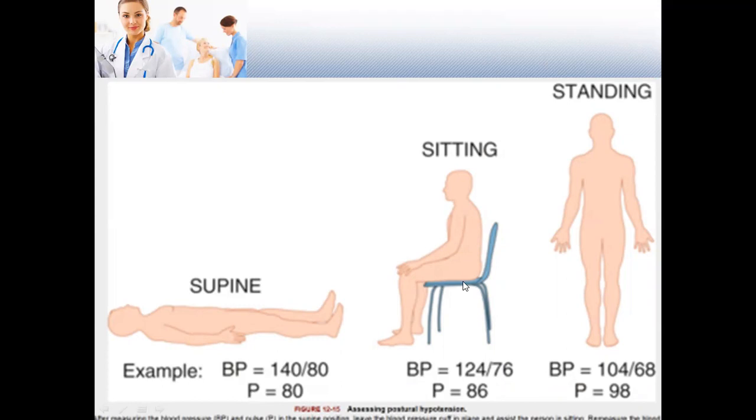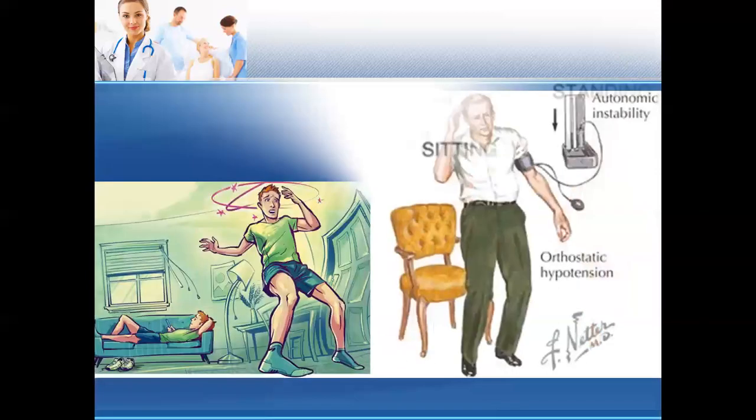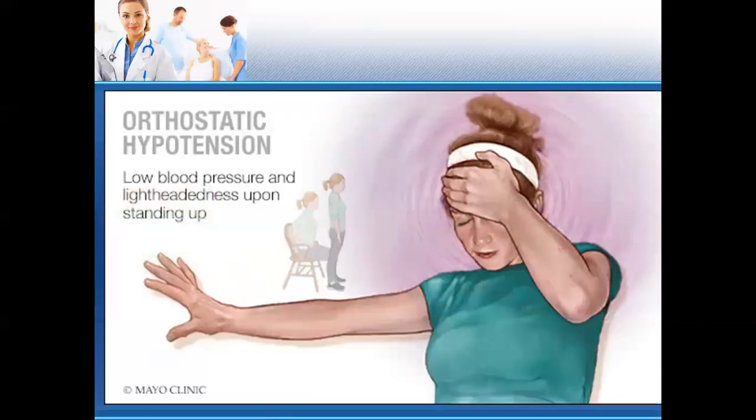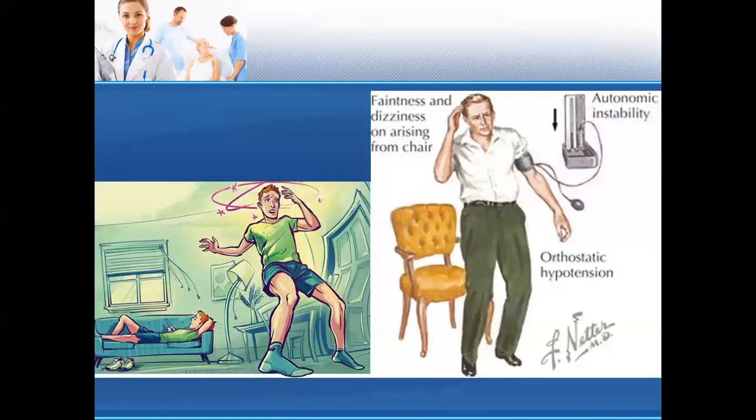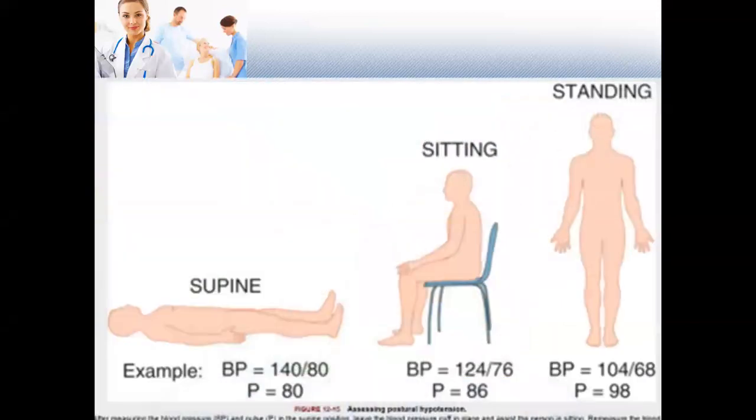So sit the patient up and wait for 2 to 3 minutes. If the patient has a history of orthostatic hypotension, tell the patient to sit, wait for 2 to 3 minutes, and take the blood pressure. And for the standing position, stand the patient up, wait another 2 to 3 minutes, and take the patient's blood pressure in the standing position, right?